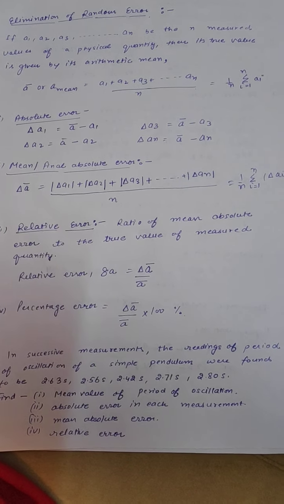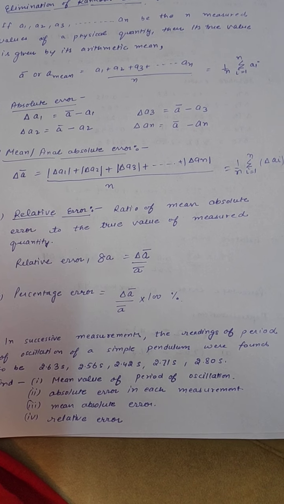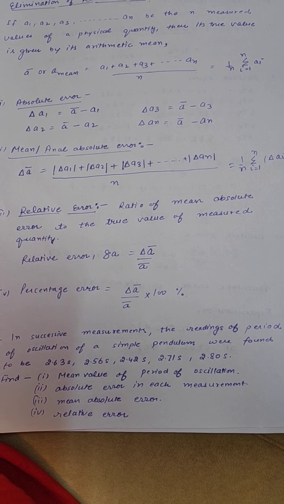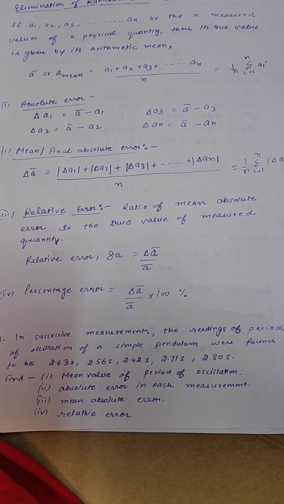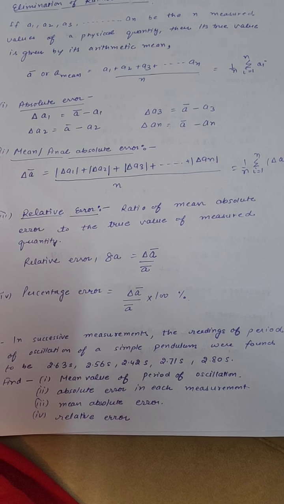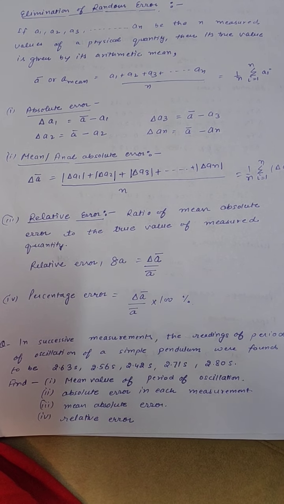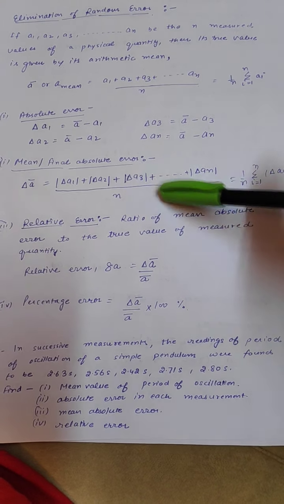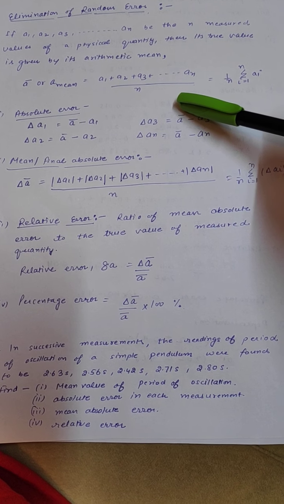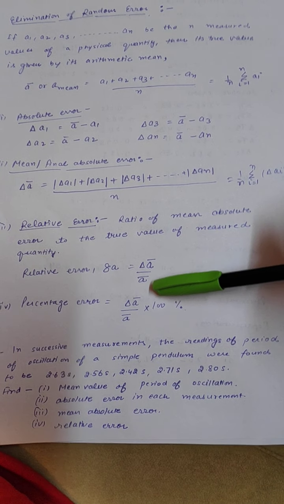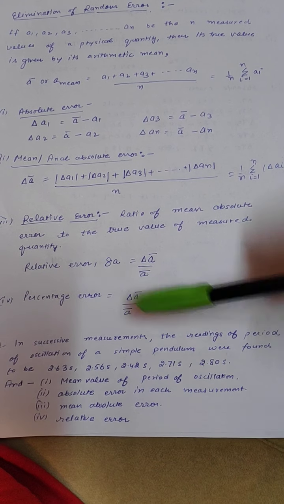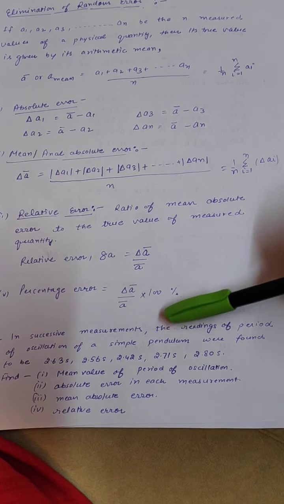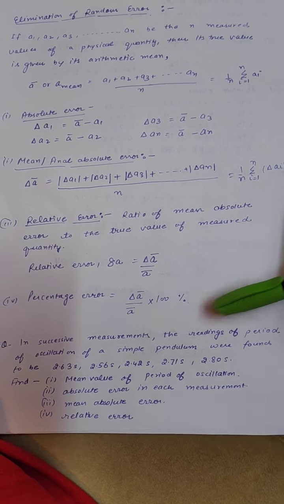Next is the relative error. Now the relative error is represented by delta A bar, which you have found in point number 2, divided by A bar, that is the actual mean. Means you will divide this value, delta A bar, by A bar. Next is the percentage error. How to find the percentage error? I'll just multiply this fraction by 100 and I'll get the percentage.